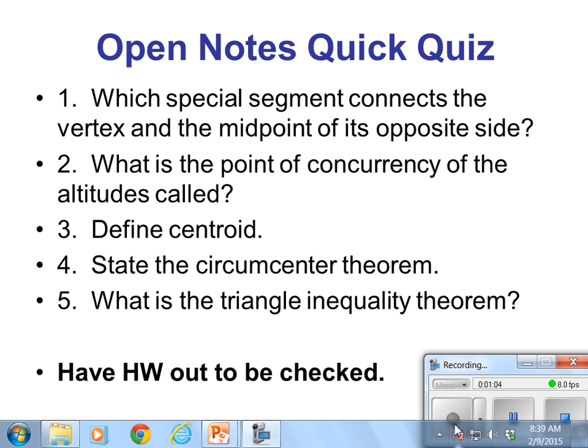State the circumcenter theorem. What does the circumcenter theorem say? Circumcenter is always equidistant from the corners. It's always the same distance from the corners. And the triangle inequality theorem, what's it say? We just said it a minute ago. Any two sides have to add up to be more than the third side, or the sum of any two sides of a triangle must be greater than the third side.